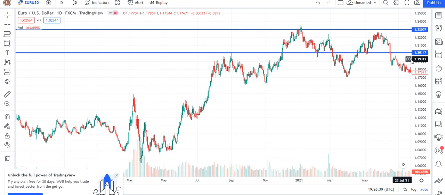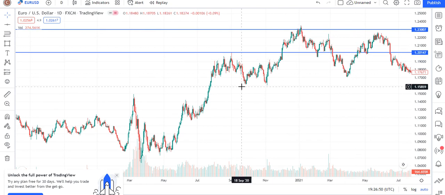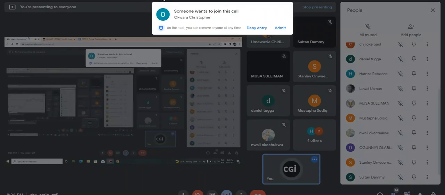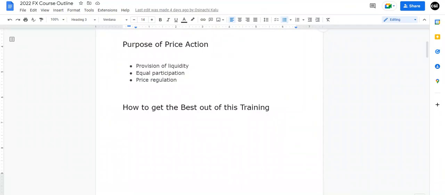You understand? You cannot tell me that you were in the forex market, for example, and you waited for like 2 months or 12 months and the price never ever got to where you wanted to trade. It's not possible. Okay, it's not possible. And that is something that is very deliberate. So that's why the markets are designed like this, moving up, moving down to carry everybody along. You understand? So equal participation. I think what I explained has also covered this, and price regulation as well.